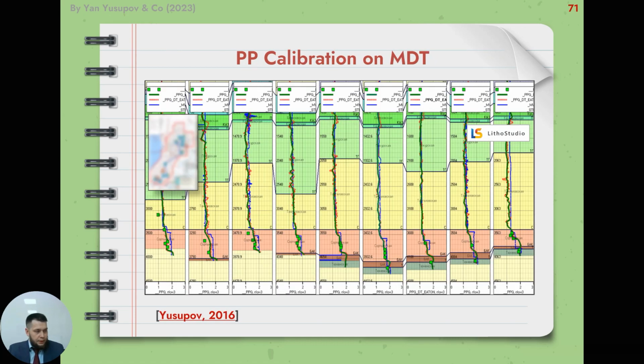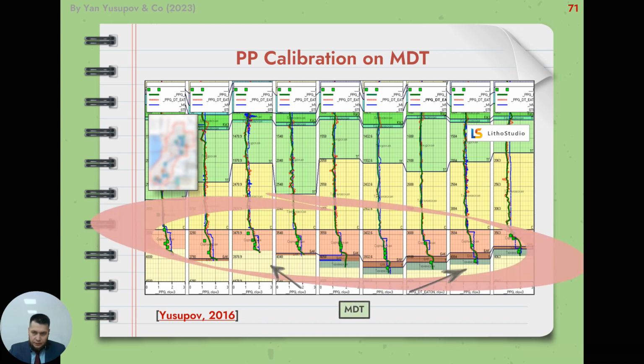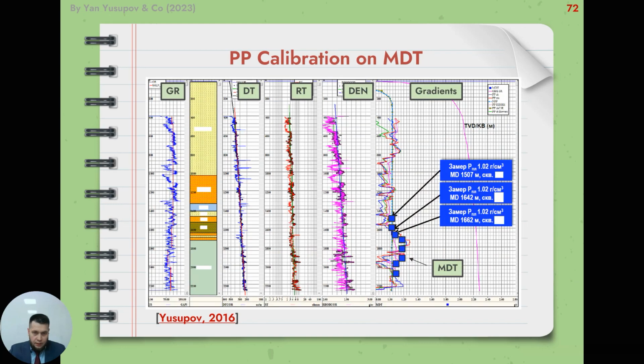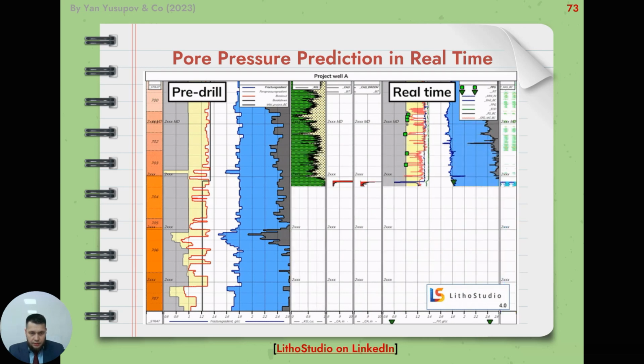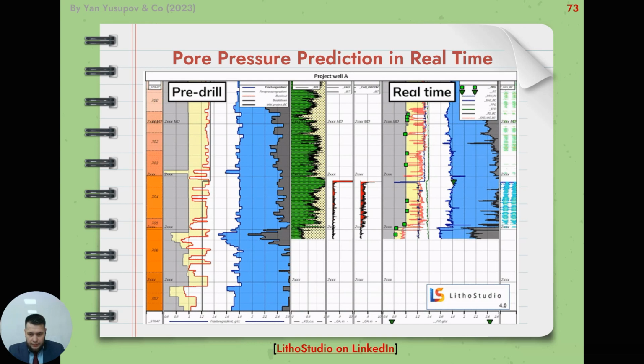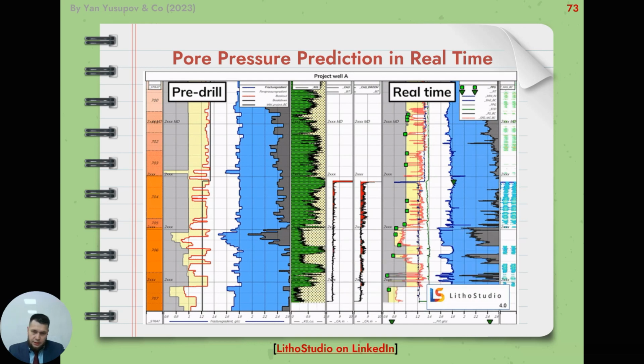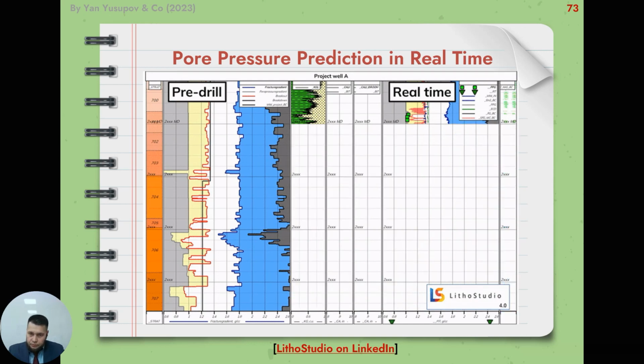This is an example of pore pressure calibration on one of the Russian oil and gas deposits. This is MDT. Another calibration of a pore pressure profile by MDT, in a Sakhalin oil and gas deposit. In this slide you can see the pore pressure prediction in real time. The green points are MDT measurements in real time.